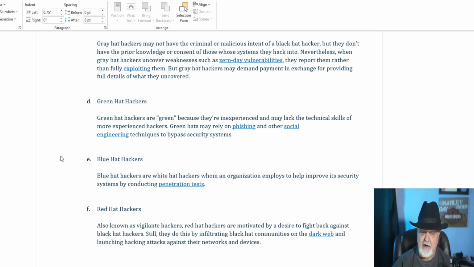Now, red hat hackers, also known as vigilante hackers. Red hat hackers are motivated by the desire to fight back against black hat hackers. You see a lot of these guys on YouTube, right, when they're going and they're scamming the scammers. Okay, you see that a lot where they get into their systems and they take over their systems and they wreck their computer systems.